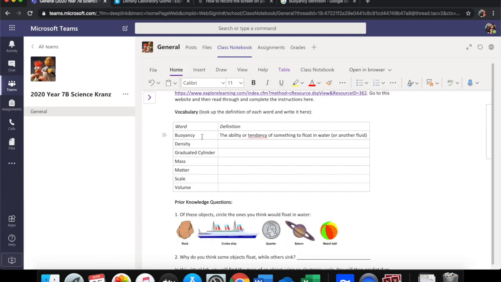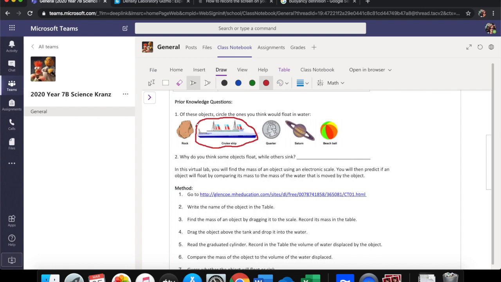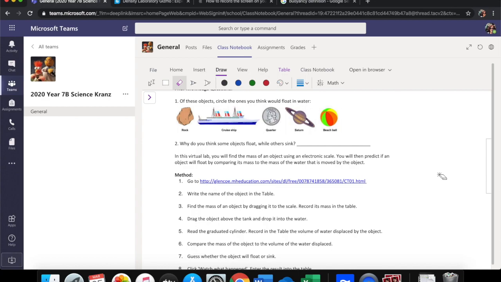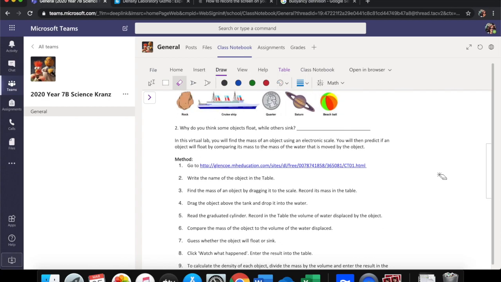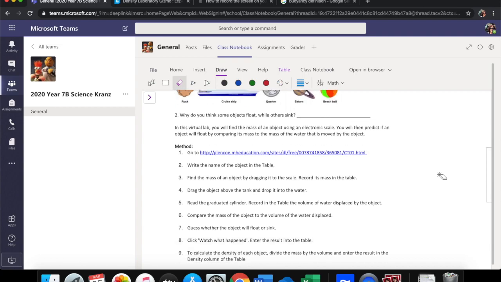It's very handy. Okay, of these ones, circle the ones you think would float in water. You can do this by drawing. You could draw a big red circle around the ones that would float. I don't think a rock would float, but for example, a cruise ship would float. And if you do this on the OneNote, then I can see that you've done it. Let me get rid of mine. Why do you think some objects float while others sink? I actually know the answer, but I want you to think: why would a cruise ship float but a rock sinks?